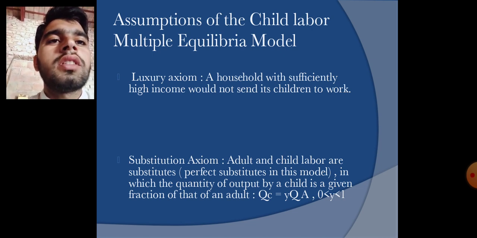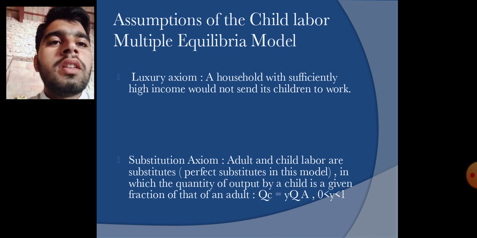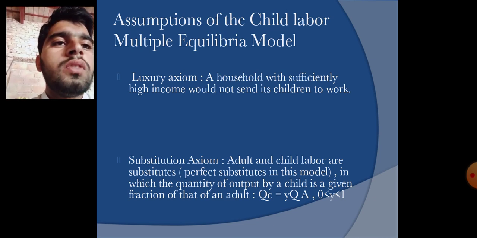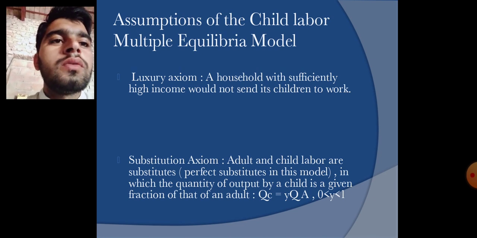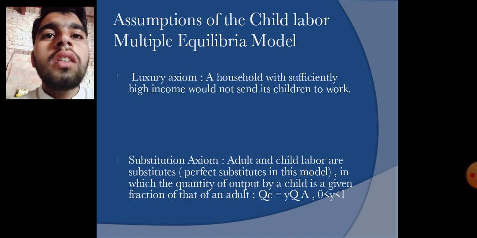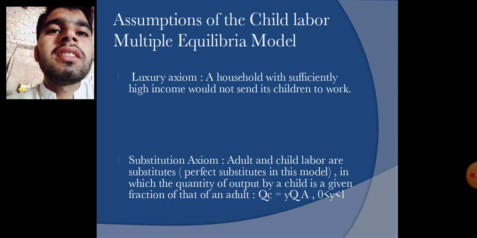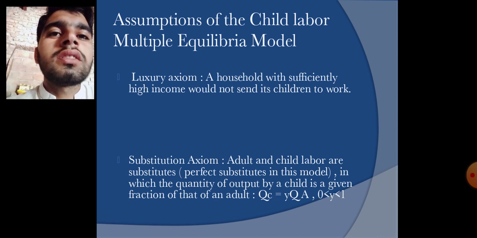Assumptions of the child labor multiple equilibria model. Luxury axiom: a household with sufficiently high income will not send its children to work. It means that a household with sufficiently high income would not send its child to work. Means a person who has a lot of money would not need to send their children to work.